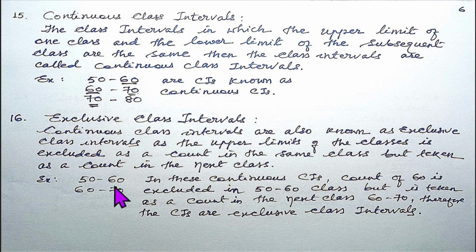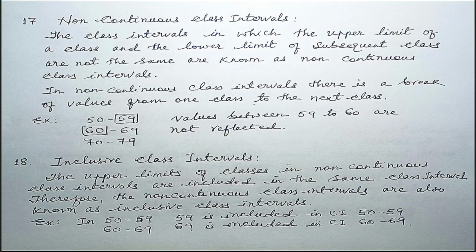So exclusive class intervals means the class intervals in which the upper limit value is excluded from the same class interval but included in the next class interval. So remember, in these continuous class intervals, the count of 60 is excluded from the 50 to 60 class interval but is taken in the next class interval, that is 60 to 70, and therefore these are called exclusive class intervals because 60 is excluded from the same class interval but included in the next class interval.